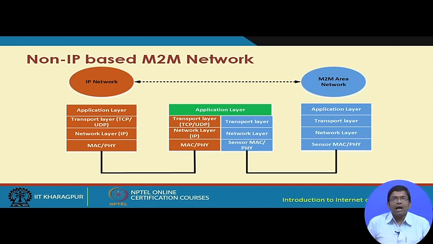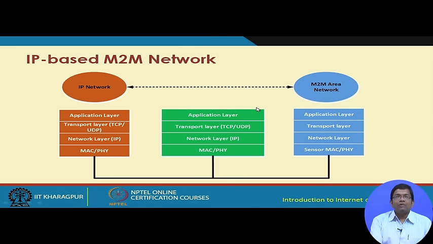So this is a scenario of a non-IP based M2M network. Here, as you can see, we have a non-IP based M2M area network, and here we see an IP based network, and the application layer basically seamlessly integrates these two. Then we have the IP based M2M network where everything goes as usual. We have the same set of layers, application layer, transport layer, network layer, and sensor or MAC layer, and this is the same all across.